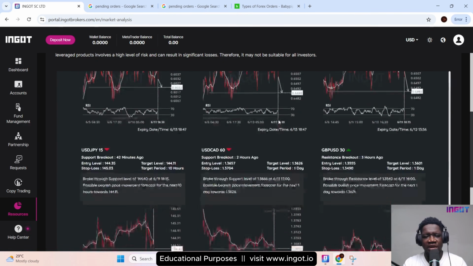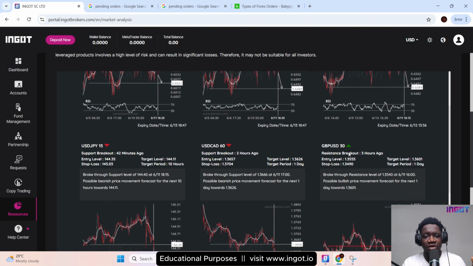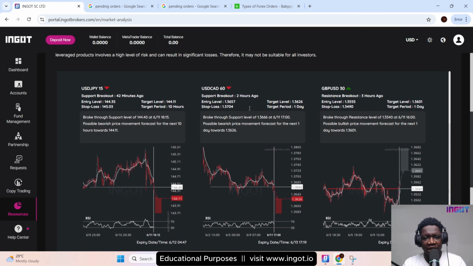So for instance, like I said, I'm just looking at maybe these ones because they have the red arrows. The red arrow down tells you chances are it's going to go down. The green arrow up tells you high chances it's going to go up. Okay, all right. So now that we have this, where do I start from?